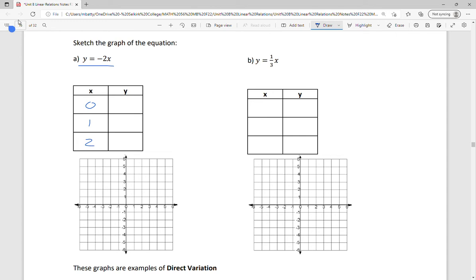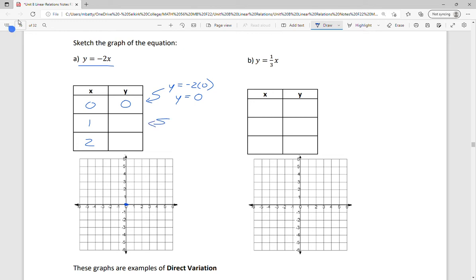I don't see any fractions in my equation, so I can pick any numbers I want. Technically, you only really need two points, but I'll do a third just to make sure I don't make a mistake. So I'd have y equaling -2 times 0, or y equaling 0. So that is an ordered pair. That is one of the points on my line.